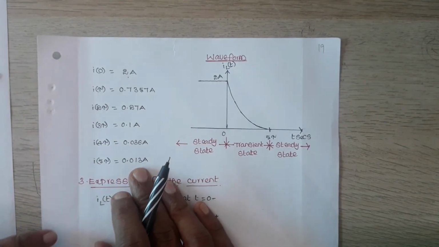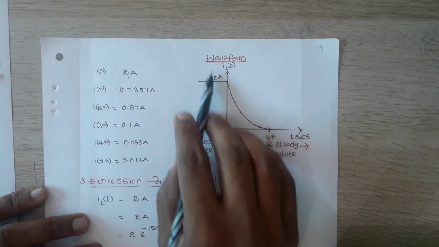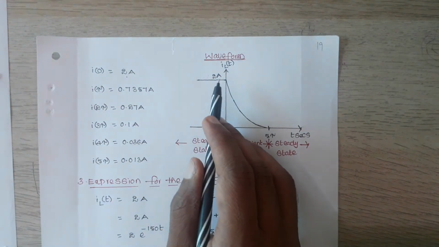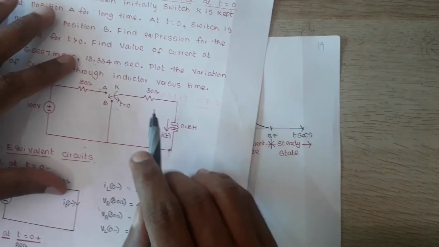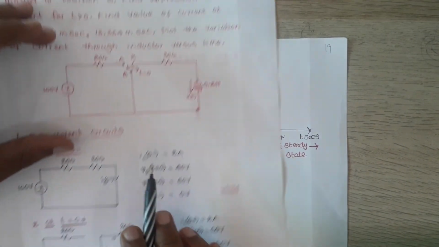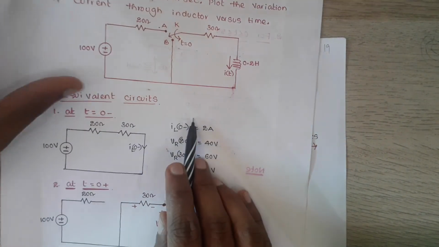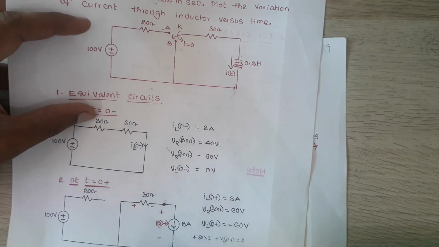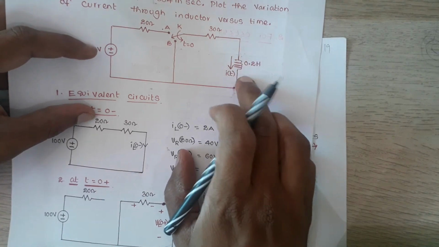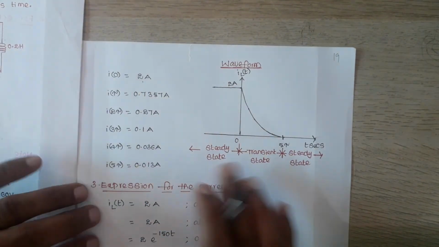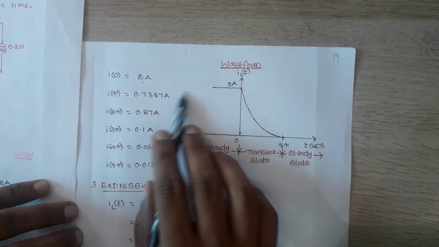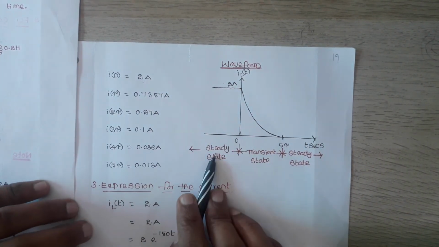So this is the curve, the waveform for current in the inductor. Up to t equal to 0, there is current in the inductor, because it is connected to position A and it is at steady state. Current in the circuit is 2 amperes. It is not 0. Before t equal to 0 it is connected to the source, so some constant current is flowing in the inductor. That current is 2 amperes. So up to t equal to 0, constant current is flowing. It is at steady state.